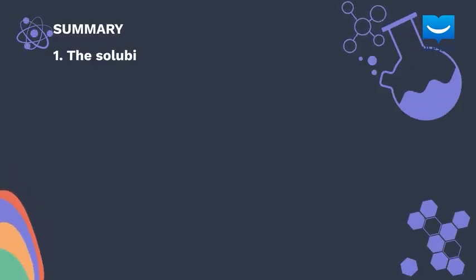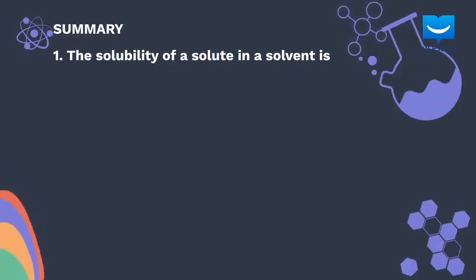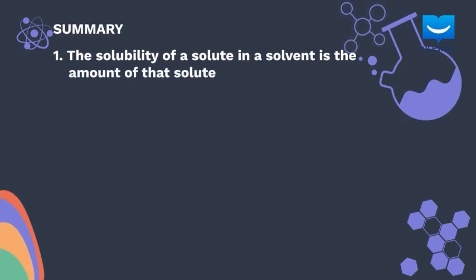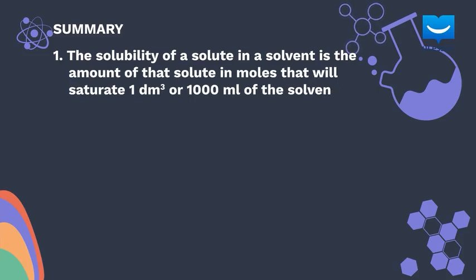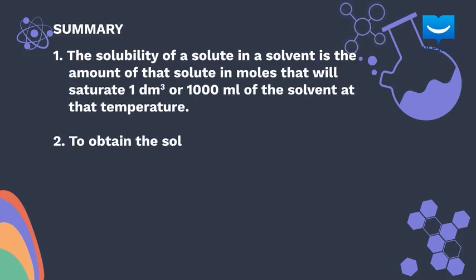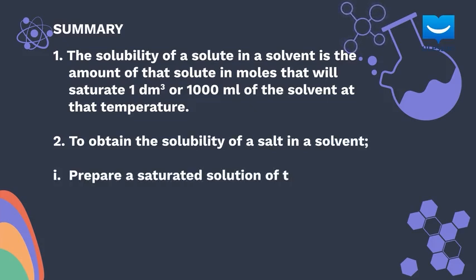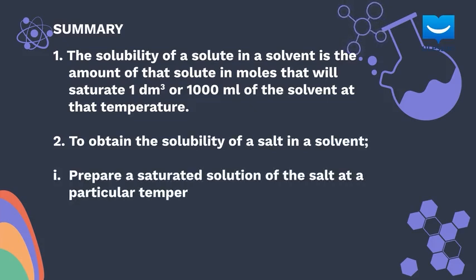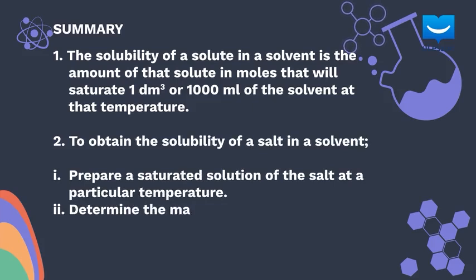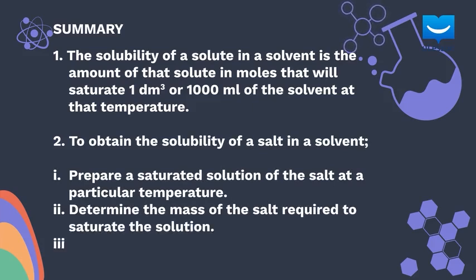The solubility of a solute in a solvent is the amount of that solute in moles that will saturate 1 dm cube or 1000 milliliters of the solvent at that temperature. To obtain the solubility of a salt in a solvent, you prepare a saturated solution of the salt at a particular temperature, then determine the mass of the salt required to saturate the solution, then determine the solubility in moles per dm cube.